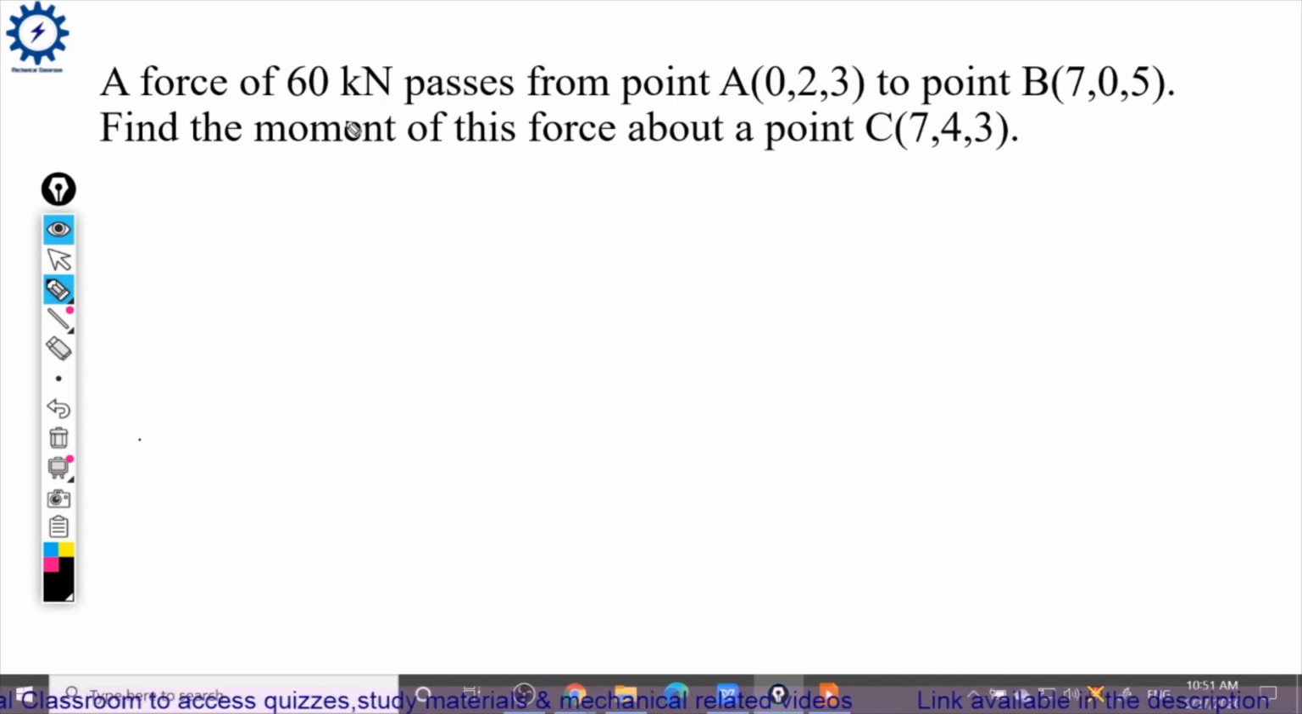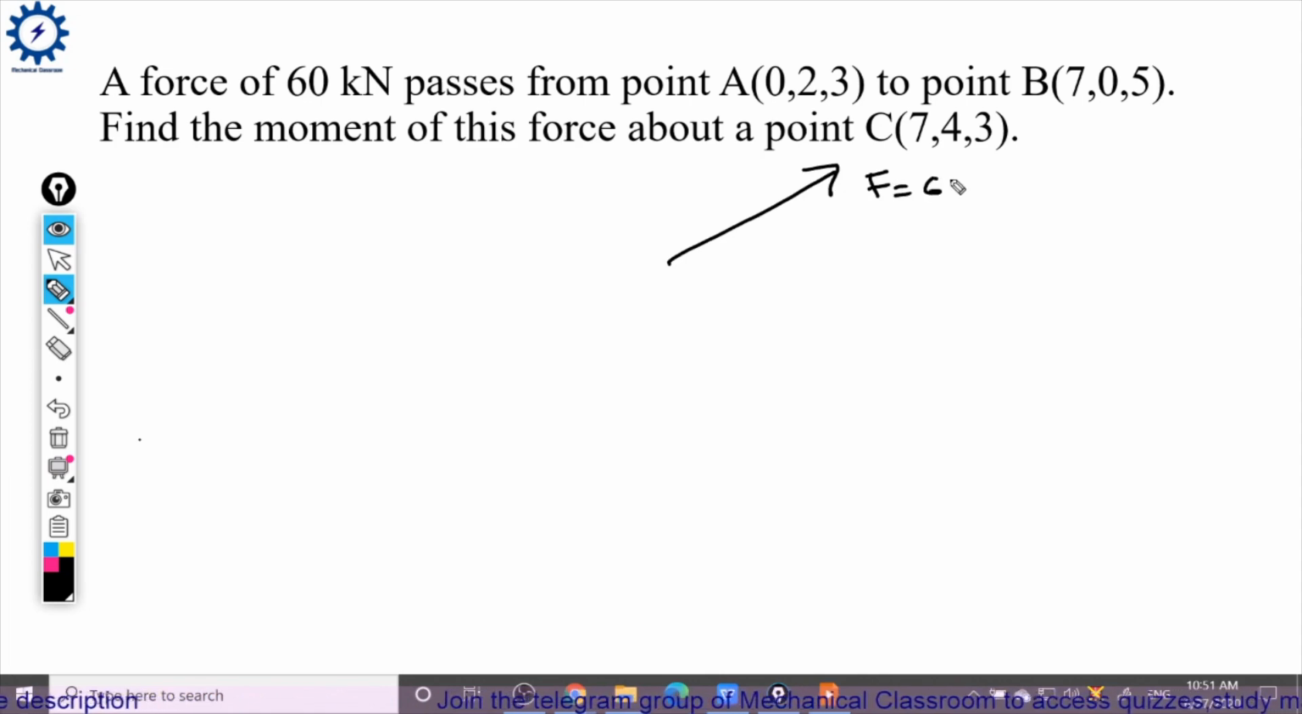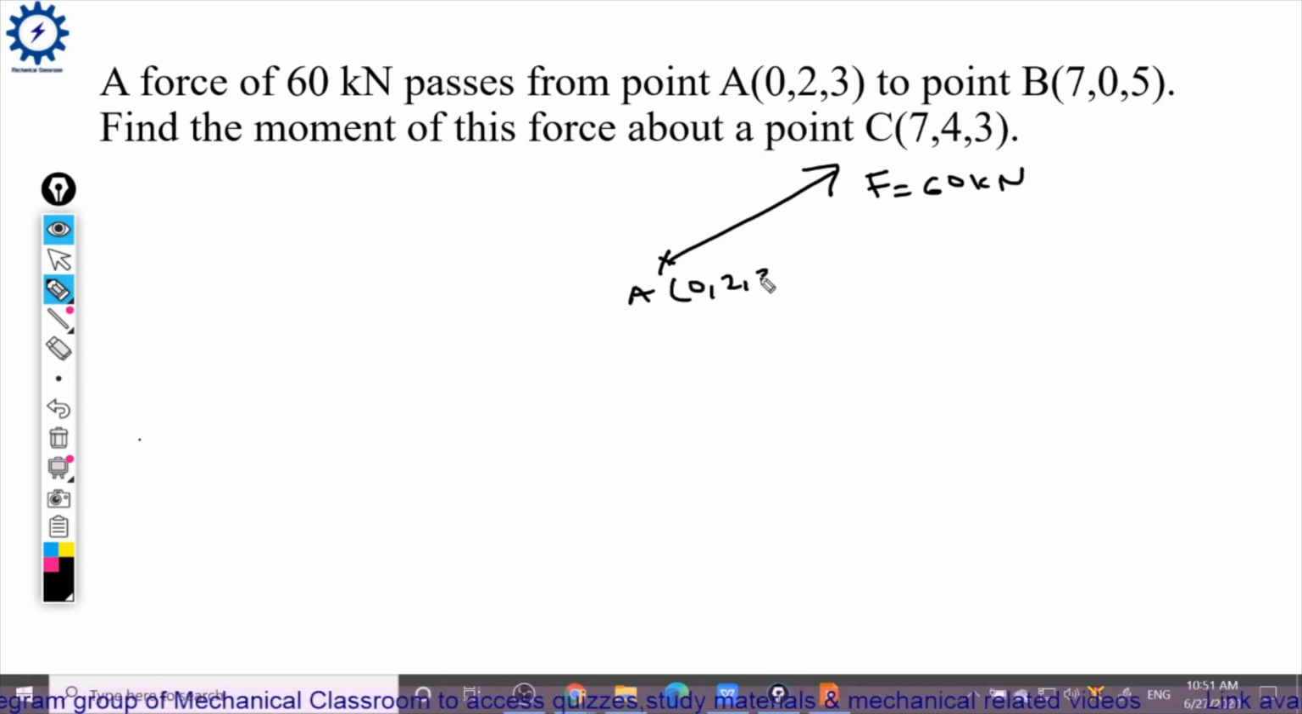A force of 60 kN passes from point A (0, 2, 3) to point B (7, 0, 5). Find the moment of this force about a point C (7, 4, 3). Now try to represent the given data pictorially. Okay, a force F is given, whose value is 60 kN, which passes from points A and B. So, 2 points are given. Let this be point A. Its coordinates are 0, 2, 3. And point B is given, whose coordinates are 7, 0, 5.